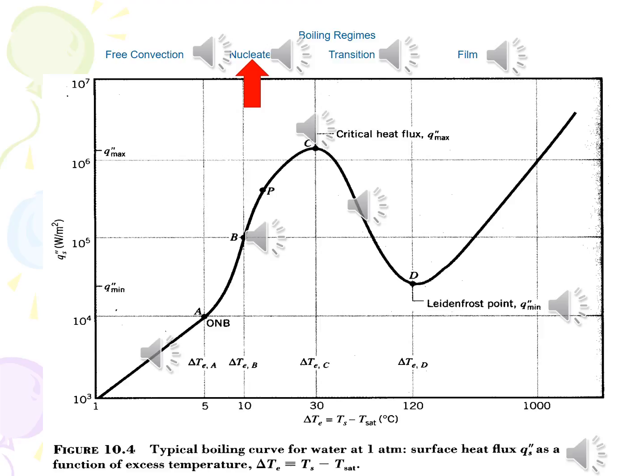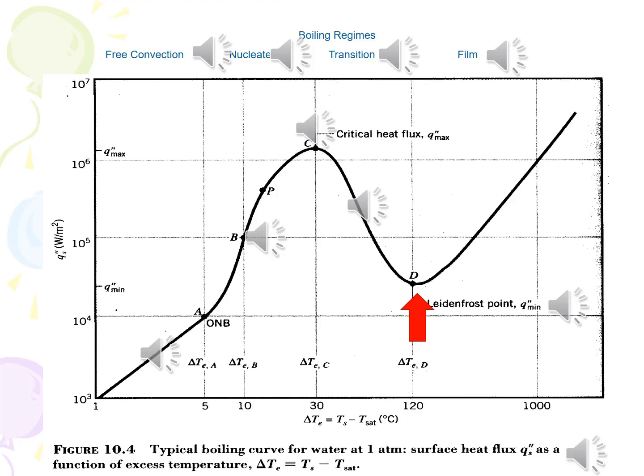Had Nukiyama controlled the excess temperature instead of the heat flux, the heat flux would have decreased from critical as shown in the graph, down to a minimum at the Leidenfrost point. If only Nukiyama had known the true form of the boiling curve, he wouldn't have bought so many wires, thereby using up the B-Tech equipment budget for the whole year.